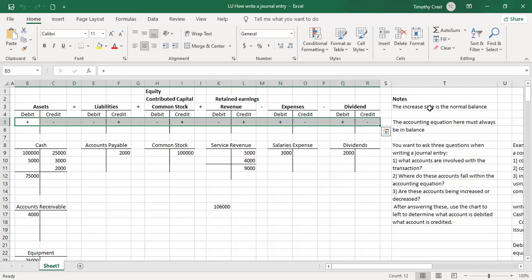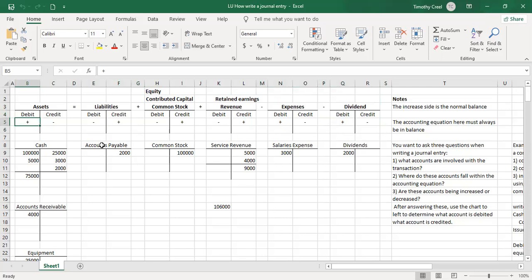So one thing you should notice as you're writing journal entries is that for this course, the accounts are always going to have their normal balance. What that means is an asset account should always have a debit balance. A liability account should always have a credit balance. Common stock should always have a credit balance. Revenue should always have a credit balance. Expenses should always have a debit balance. Dividends should always have a debit balance. So the increase side is always the normal balance of the account.